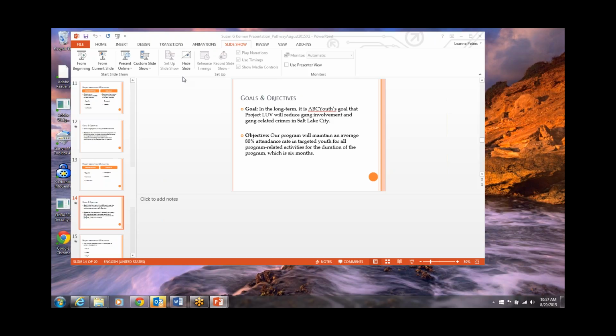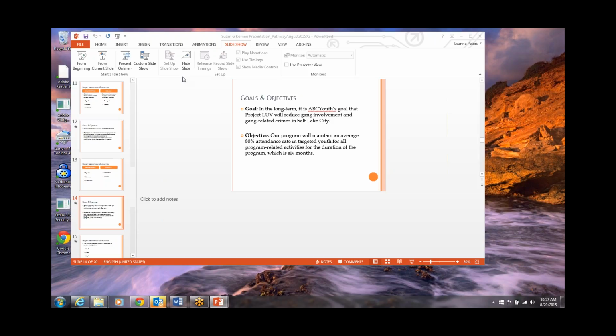So here's another one. In the long term, and I took out the names because it might be more confusing: it is useful that the project reduce gang involvement and gang-related crimes in Salt Lake City. So I know some of you have applications where you talk about how we're trying to reduce, we're trying to eliminate, or on the other end, we're trying to improve healthy behaviors or improve wellness. I thought this was a good one.